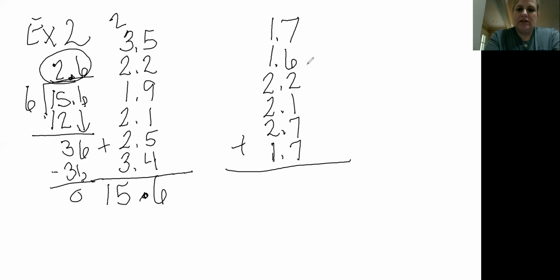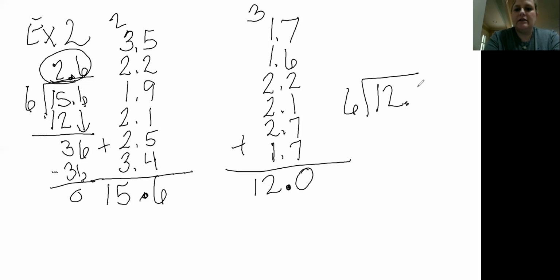6 and 7 is 13, 14, 15, 16. 16 and 14, 7 and 7 is 14, so 16 and 14 is 30. 3, 4, 5, 6, 7, 8, 9, 10, 11, 12. Bring down that decimal. Again, notice how I lined up my decimals. So the total data value for City 2 is 12. Well, 12 divided by 6, that's an easy 2.0.